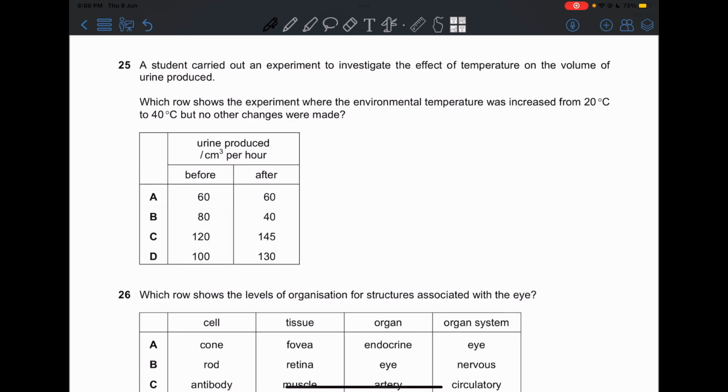25. A student carried out an experiment to investigate the effect of temperature on the volume of urine produced. Which row shows the experiment where the environmental temperature was increased from 20 to 40, but no other changes were made? Now in the 20, there is of course going to be a higher volume of urine. That is because there is less sweating, and when someone sweats, they're going to decrease the volume of the urine. And in the other one, 40, it has to be lower volume. That is because they're going to sweat and they're going to decrease their volume of urine produced. So this is going to be actually B.